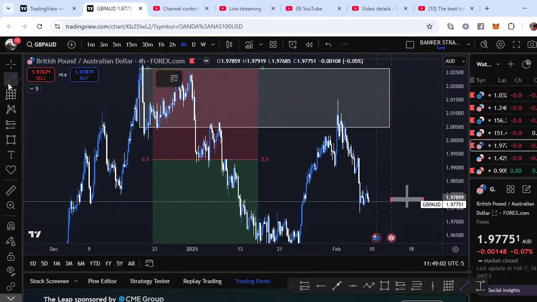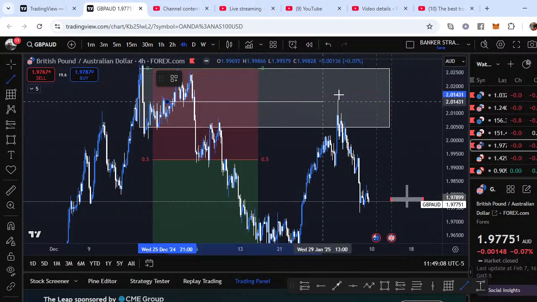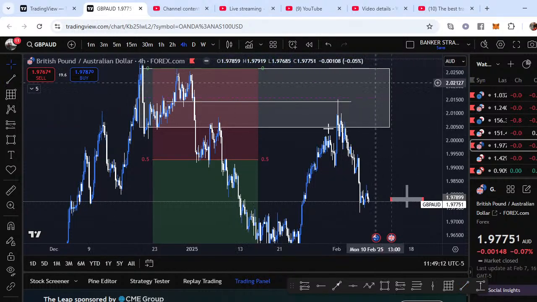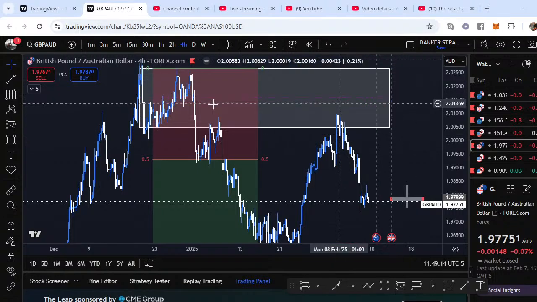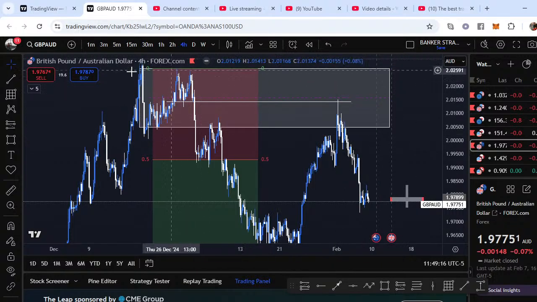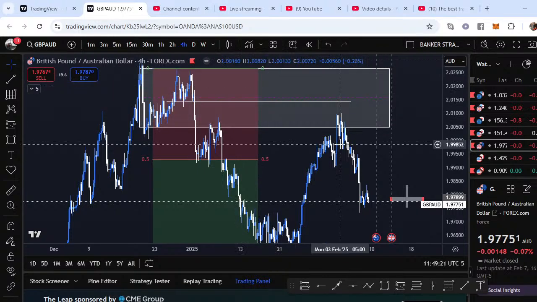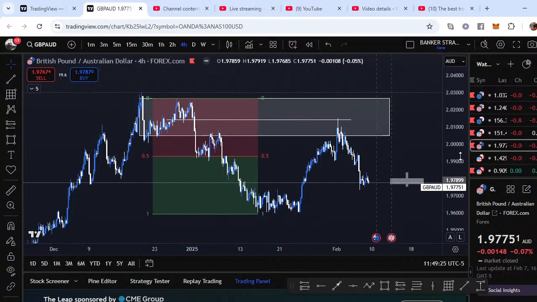See this? On a 4 hour time frame. Remember, the box is the area of interest. This is 50% of this range here. And everything goes according to plan.